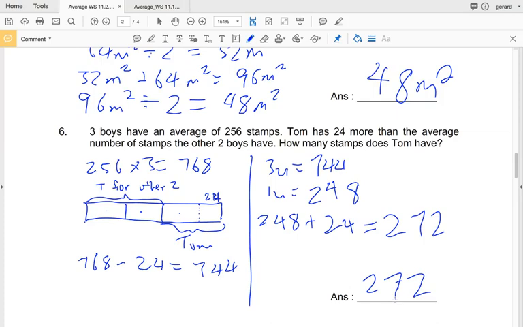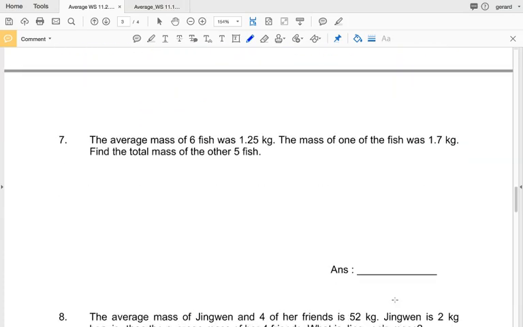Alright, let's move on to the next question. There are many questions in this worksheet. I'll move a bit faster.